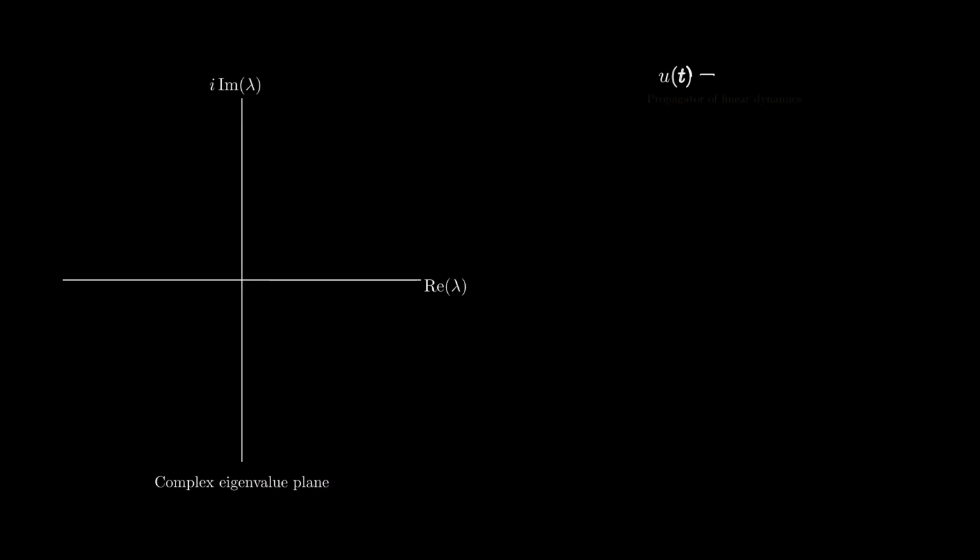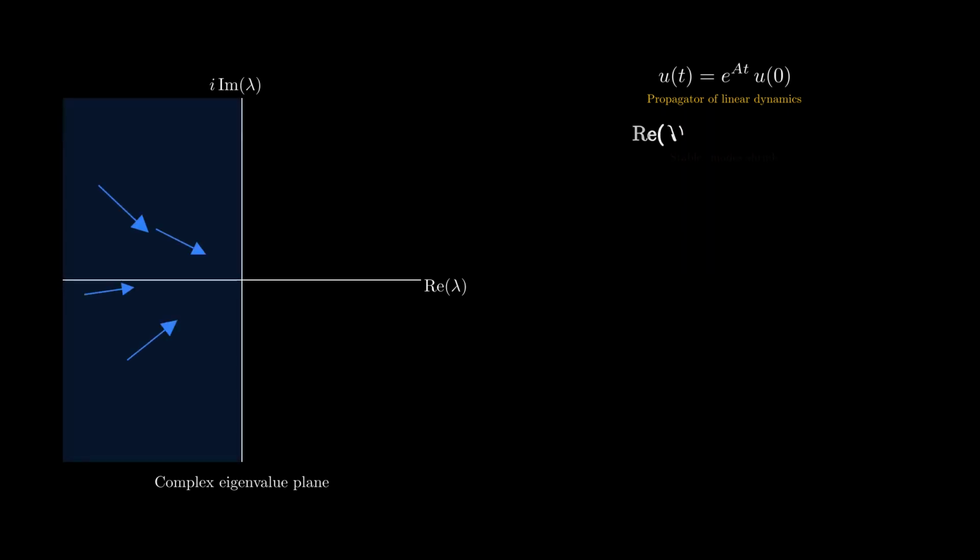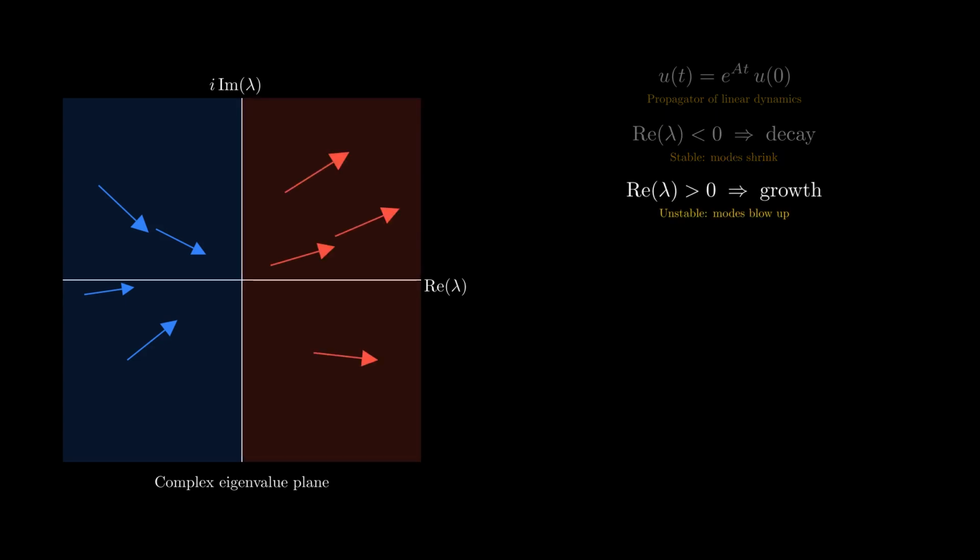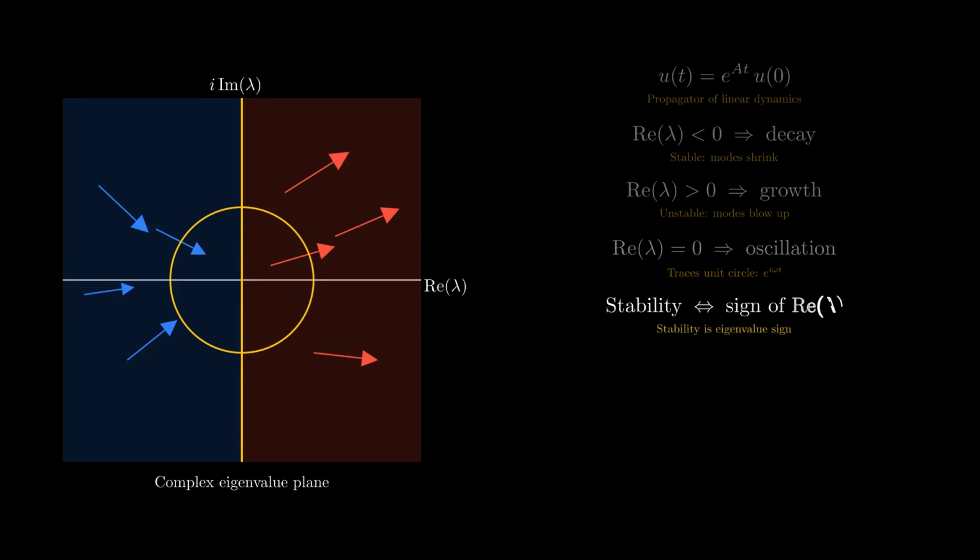Let's zoom out. e to the At is the propagator of linear dynamics. Feed it an initial state u of 0 and it hands back the state at time t. Its behavior is controlled entirely by the eigenvalues of A. If the real part of lambda is negative, e to the lambda t decays and that mode dies out. If the real part is positive, it blows up. If lambda is purely imaginary, e to the lambda t oscillates on the unit circle. Stability is eigenvalue sign, period. This one object underlies control theory, Markov chains, and quantum mechanics, where the Schrödinger evolution is e to the minus iHt.